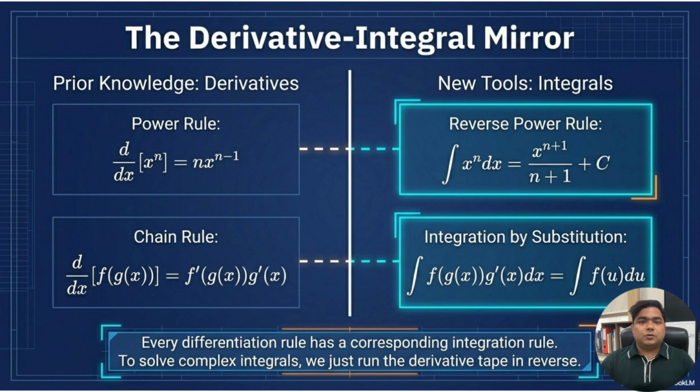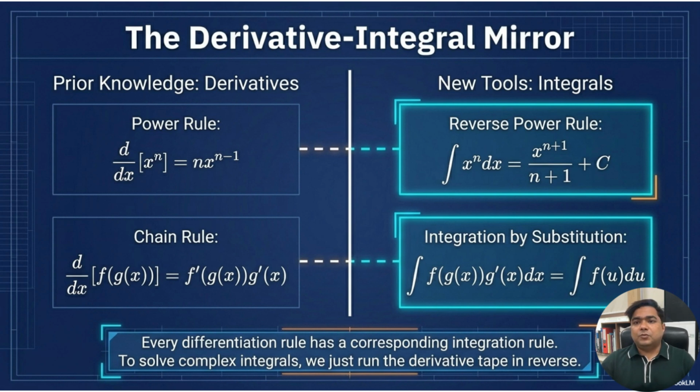Since integration reverses differentiation, we do the opposite operation. We increase the exponent by 1 and then divide by the new exponent. Because this is an indefinite integral, we also add the constant of integration called c. So in spoken form, the integral of x to the power n with respect to x is x to the power n plus 1 divided by n plus 1 plus c, as long as n is not equal to negative 1. The slide also compares the chain rule with integration by substitution.